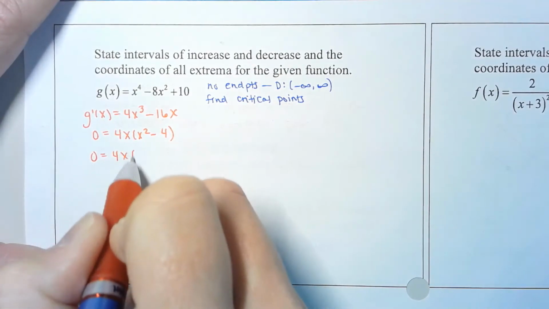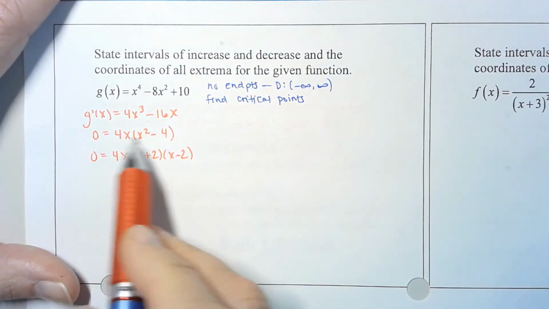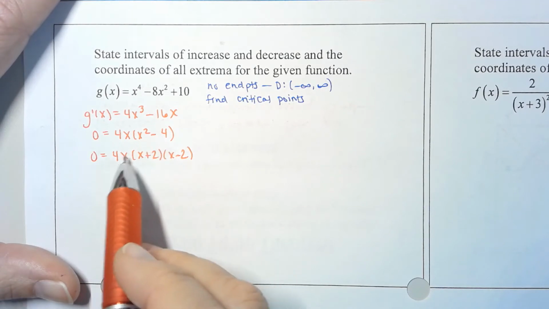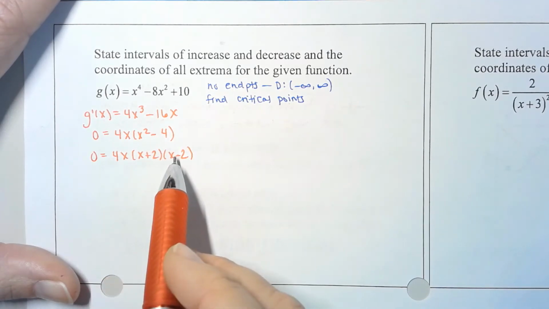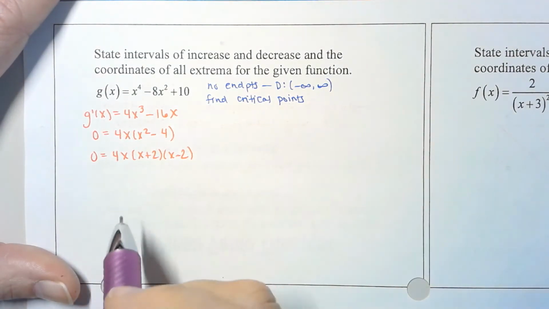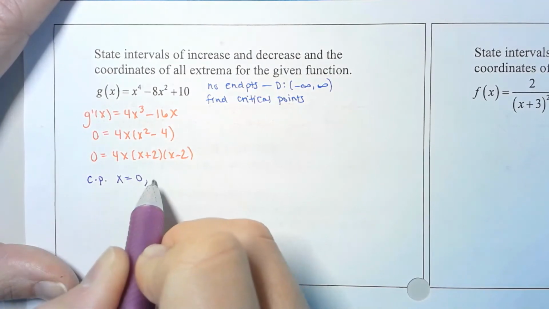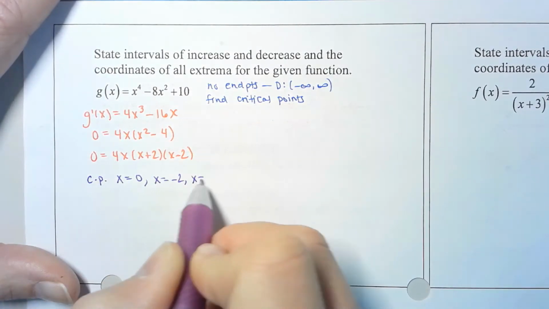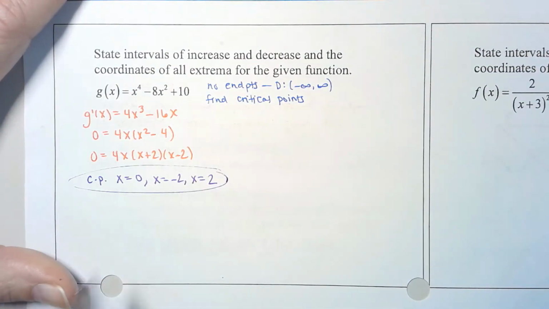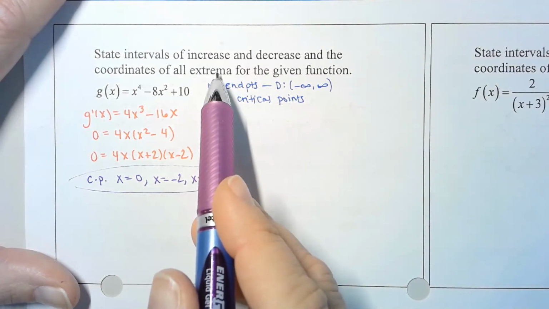I'm just going to keep on factoring. And some of you might say, I don't need to factor that all the way. I just know it's plus or minus 2. And that's fine. You're right. But you're going to find having this in factored form is going to make our sign chart much easier to make. So here we go. My critical points are at x equals 0, x equals negative 2, x equals positive 2. Okay? These are my possible extrema.